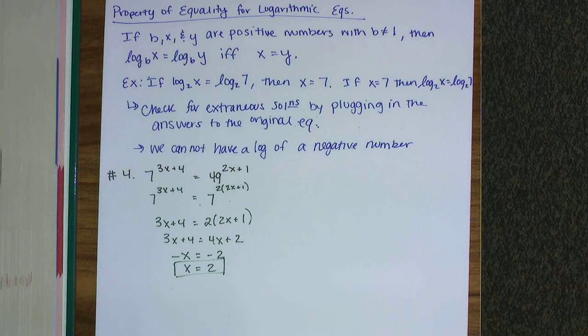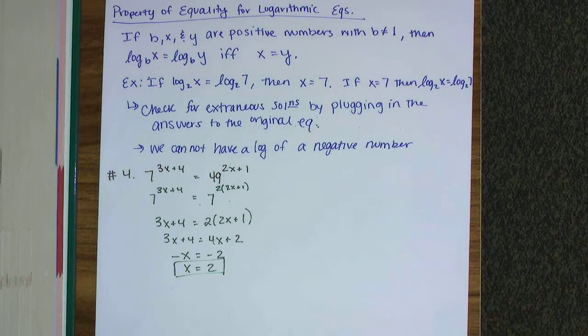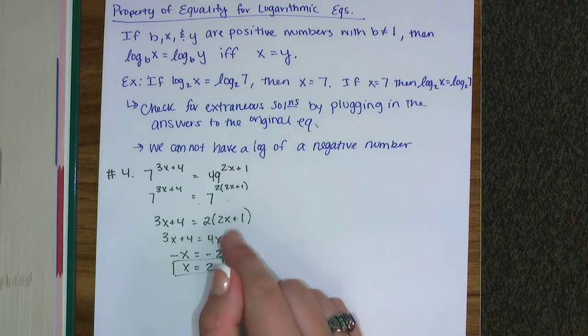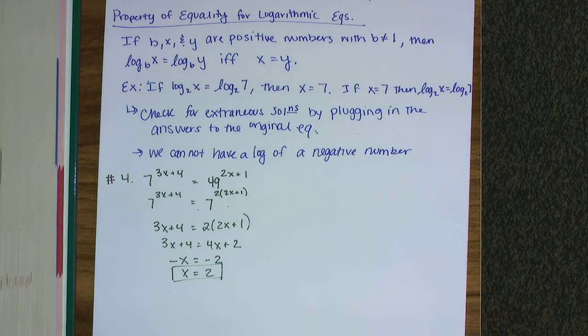Okay, so these you just have to end up rewriting them, and then you just set the top stuff equal to each other and solve like normal. Now with these ones, we don't have to check for extraneous solutions, because they're exponents. There's no stipulations on what can and can't be in the exponents. So we're good on there.